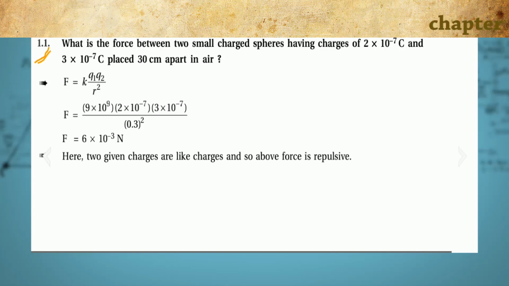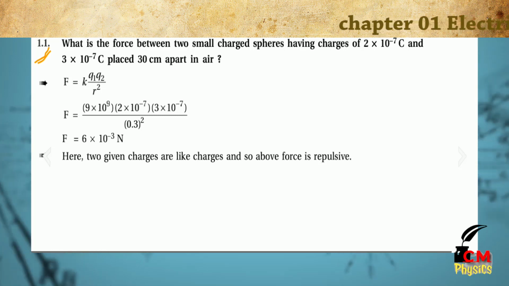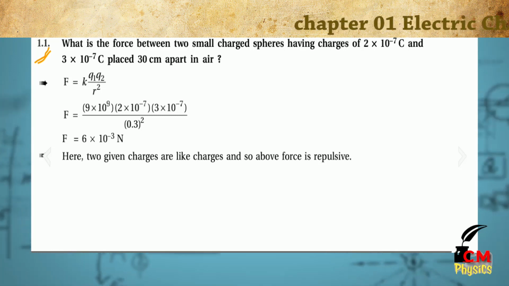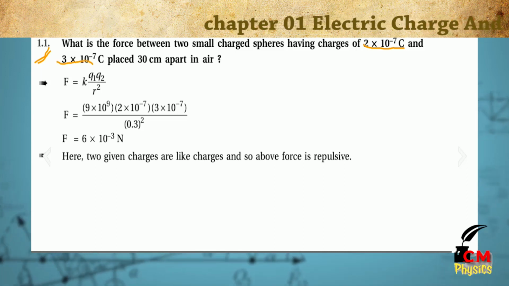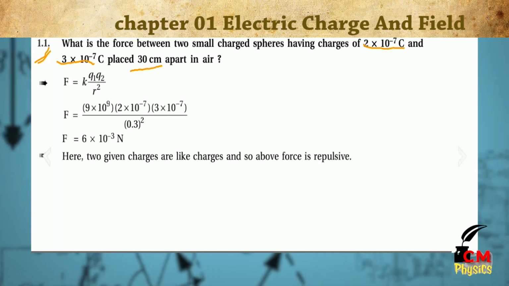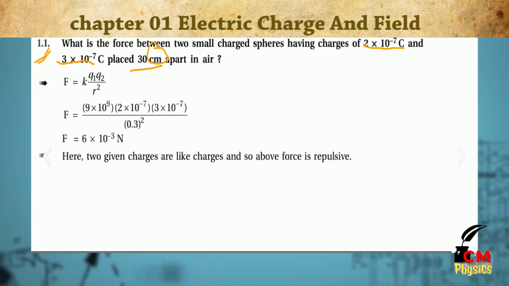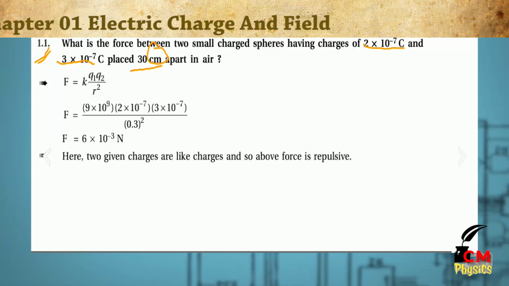Question number 1.1. What is the force between the two small charged spheres having charges 2 into 10 raised to minus 7 coulomb and 3 into 10 raised to minus 7 coulomb, placed 30 centimeter apart? Focus on the unit. There is a centimeter. You will convert centimeter into meter.